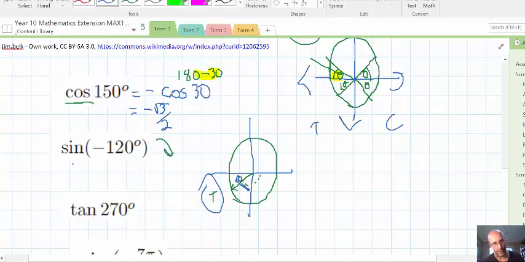And being in tan's turf, sine is going to be negative, so it's going to be the negative of sine 60.